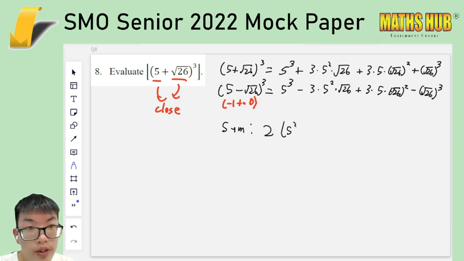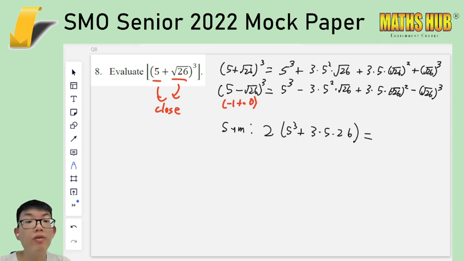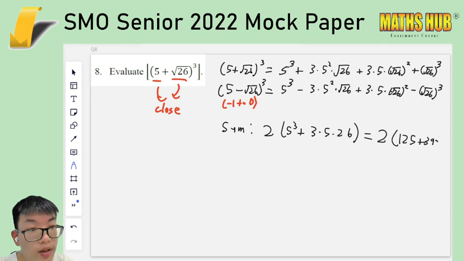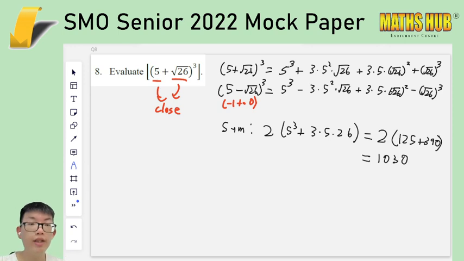5 cubed, and 3 times 5 times 26. So this is 125, and this is equal to 390. So 1030 will be the sum of these two.